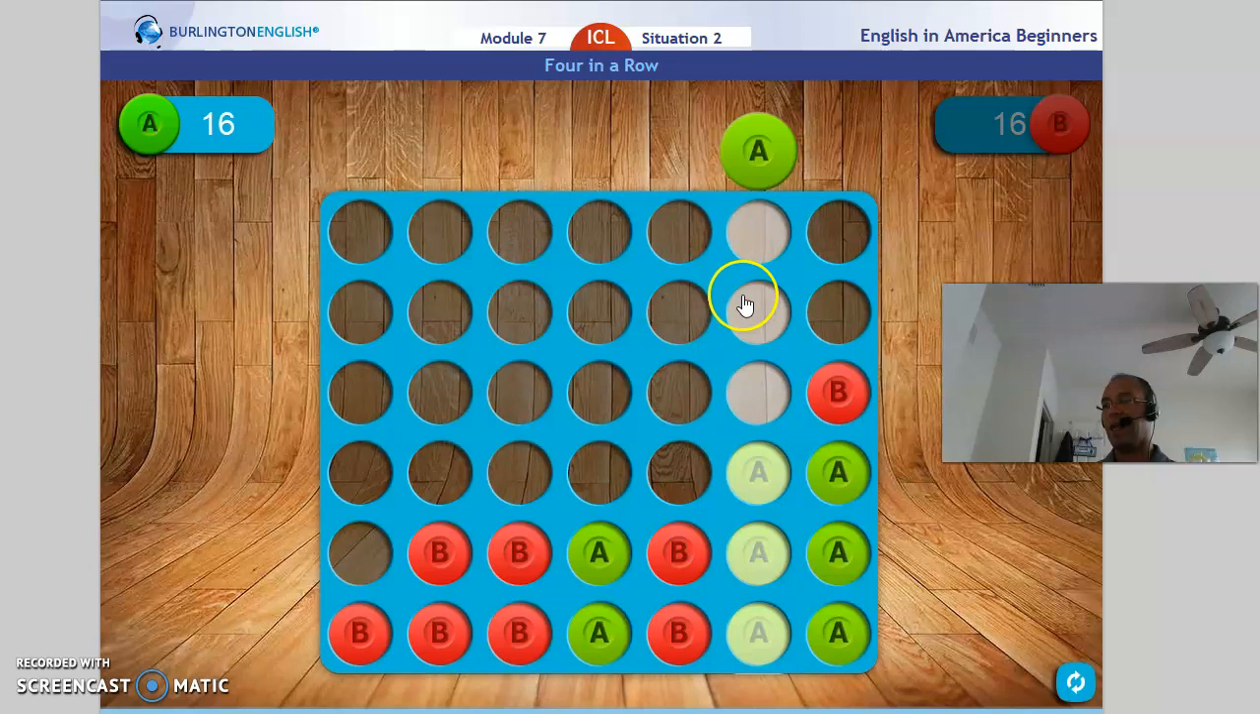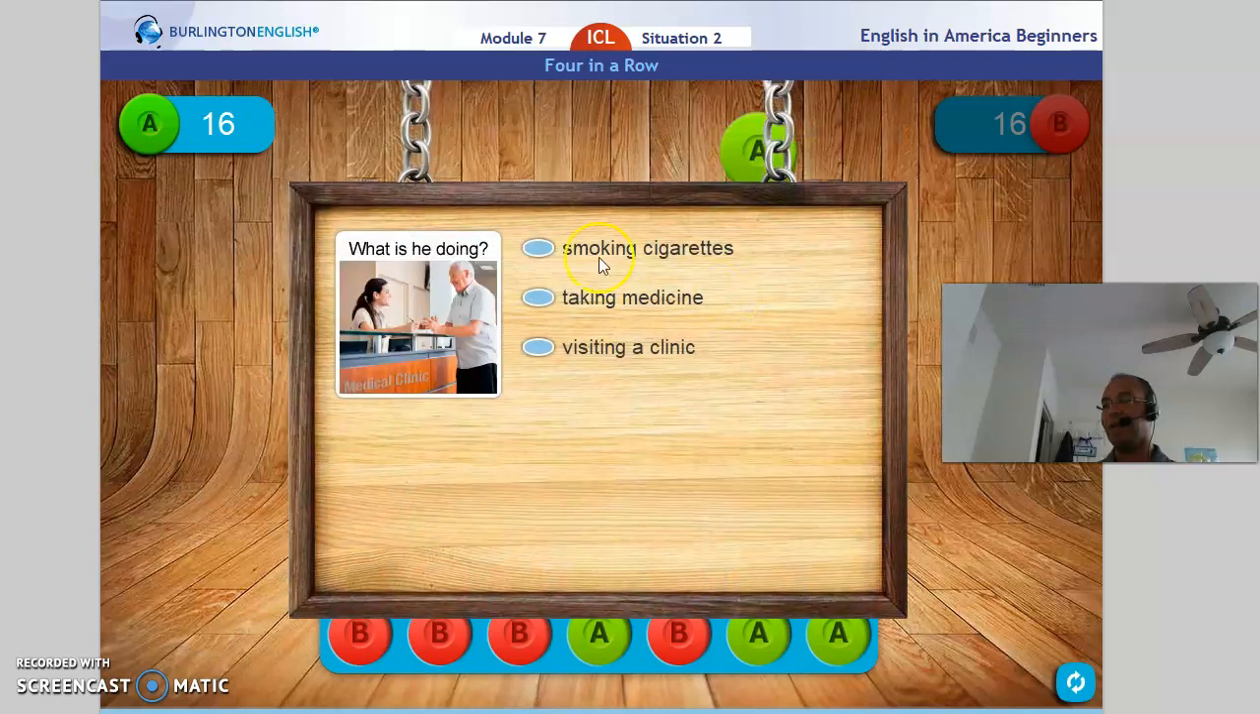Okay, and I believe we can just finish this game by doing the last one. What is he doing? Smoking cigarettes? No, he's not smoking cigarettes, is he? He's taking medicine? I don't think so. He's visiting a clinic. Yes, he's visiting the medical clinic, and this is the receptionist. This is what you usually do inside the clinic. Before you go and see the doctor, you have to talk to the receptionist while you're visiting a clinic, and that is the correct answer.